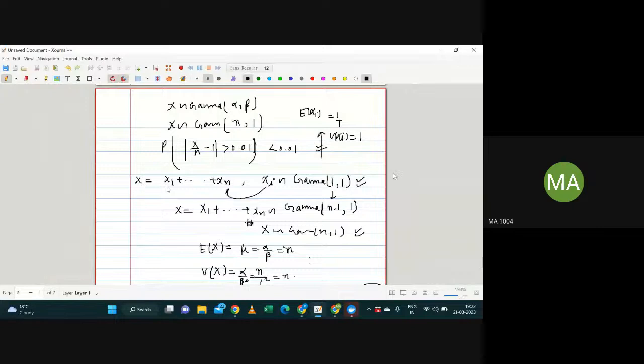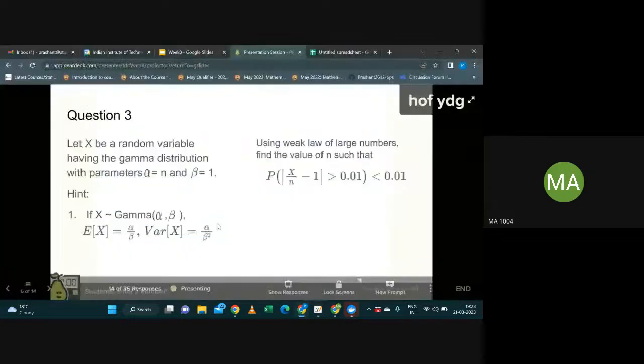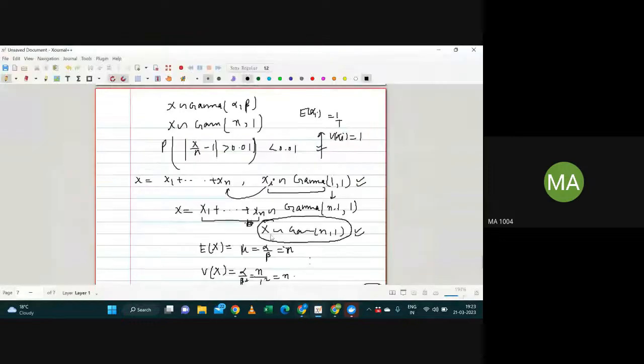Let x be x1 plus ... plus xn, right? Let xi be gamma 1 comma 1. Then the summation of n IID random variables will be what? n alpha comma beta, correct? Alpha is 1, beta is 1. So x follows gamma n comma 1. This information is given already in my question. That's why I let x be the summation of n xi, right?